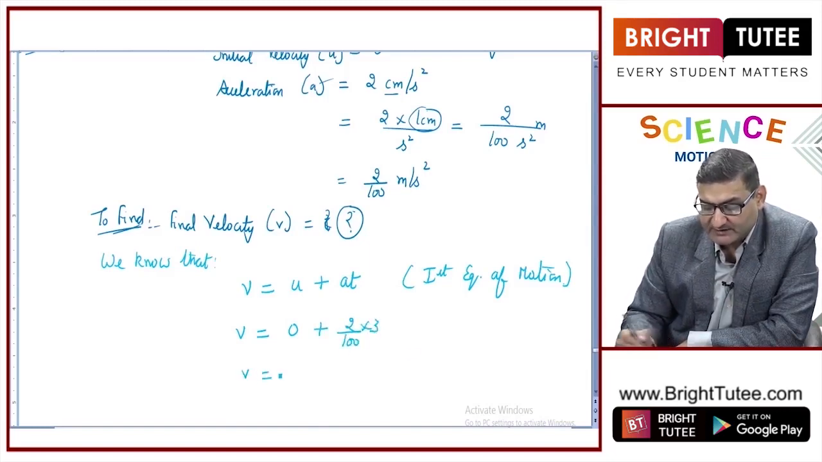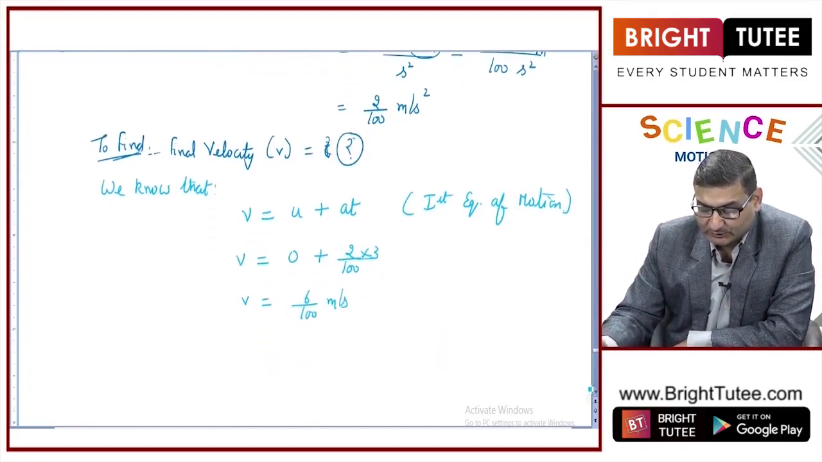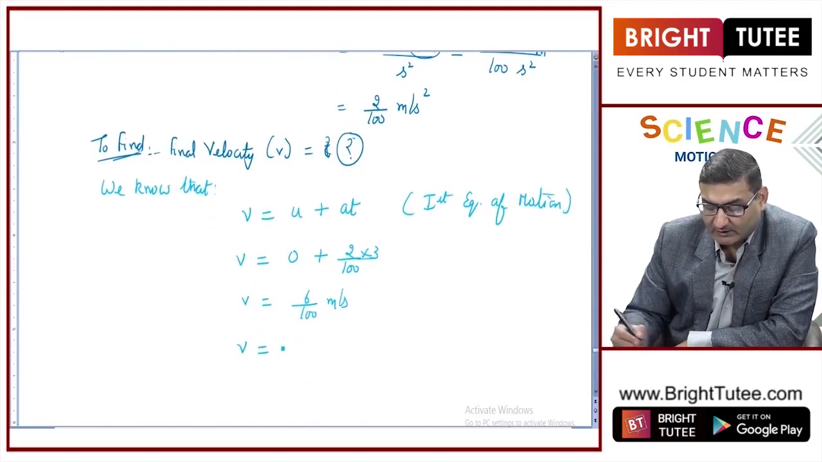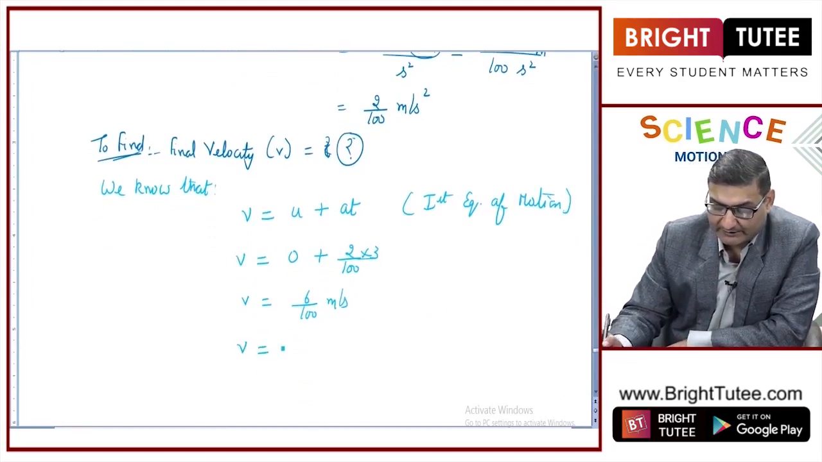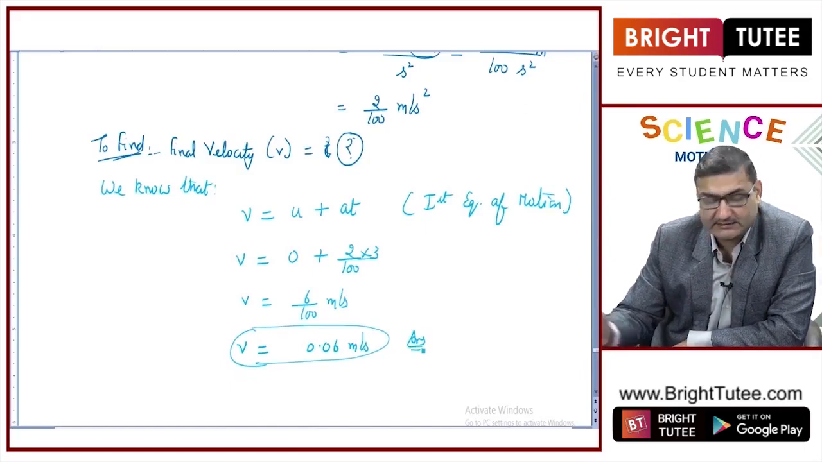So V is equal to, this is 3 into 2, that means 6 upon 100, that is meter per second, right. So the final velocity of this particular trolley will be 0.06 meter per second. That will be my answer.